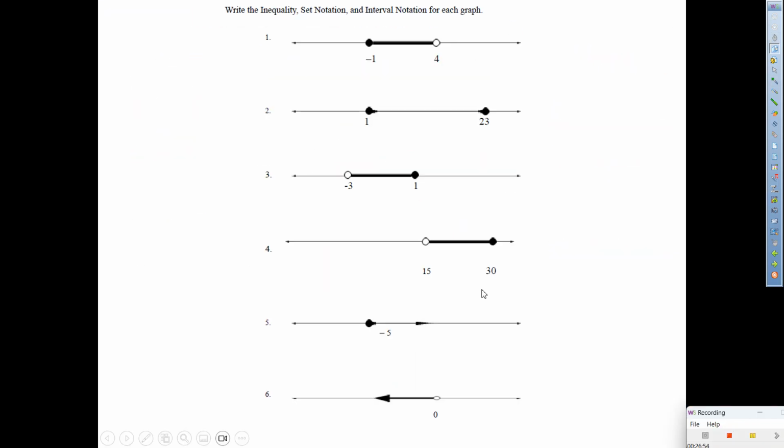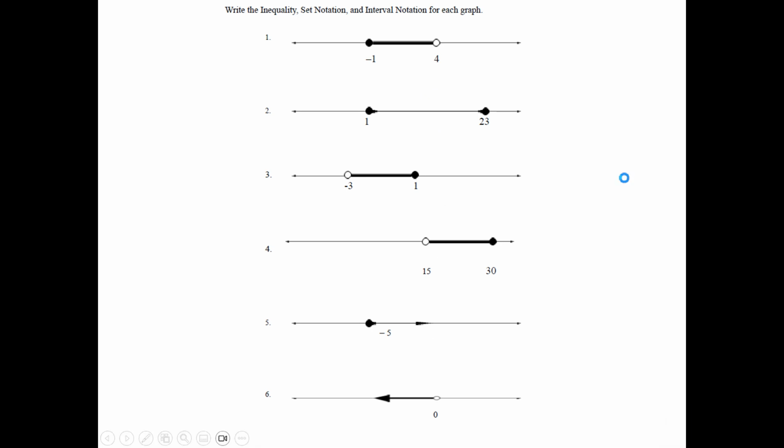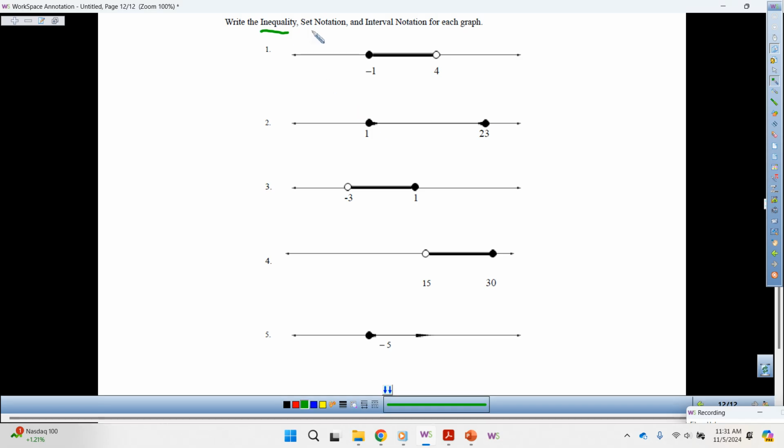And the last portion of the home play, they give you the graph, and you just write the inequality. So hopefully you got these by yourself, yes? So I'm going to go over numbers 1, 2, and 5. Here we go. They want us to write the inequality, set notation, and interval notation.